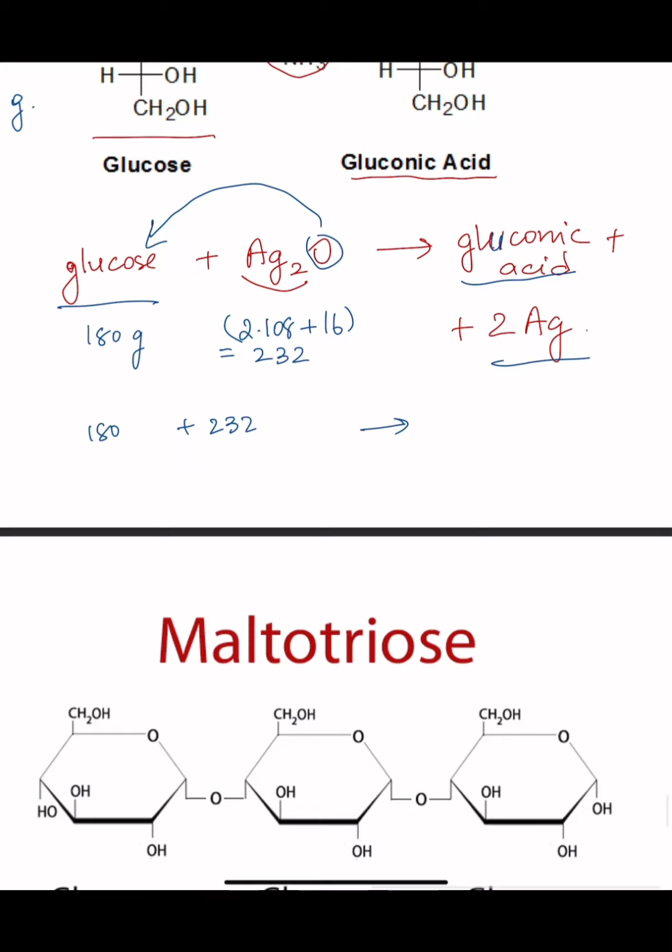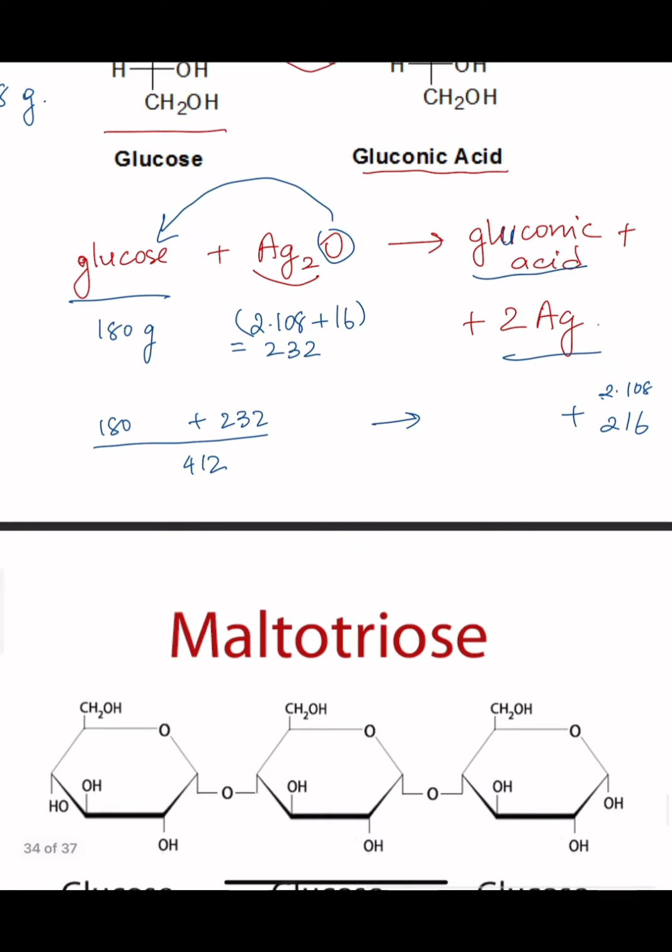Now, as a product, you will get, because glucose gets the oxygen, and we have 2 silvers in here. 2 silvers is going to be 2 times 108, which is 216. And then gluconic acid, molar mass, you can just do the calculation. This would be 412. And then it would be 196. So gluconic acid molar mass is 196 and 2 silvers are 216.